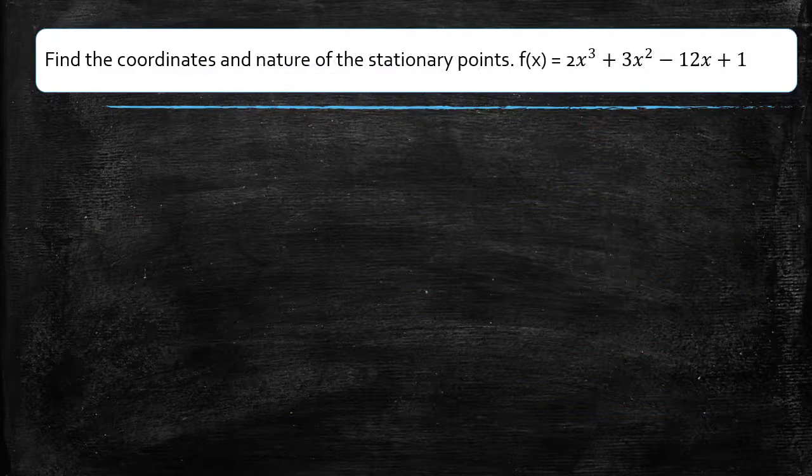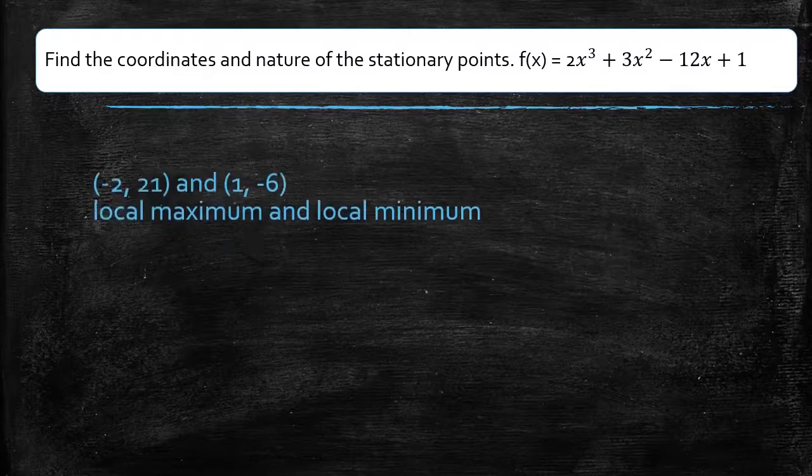Now this is an example for you to do on your own. Find the coordinates and nature of the stationary points of f of x equals 2x to the third plus 3x squared minus 12x plus 1. So first you're going to find your stationary points, and then you're going to determine if it's a global, local, minimum, or maximum. Go ahead and pause this video, and then the answers will come shortly.